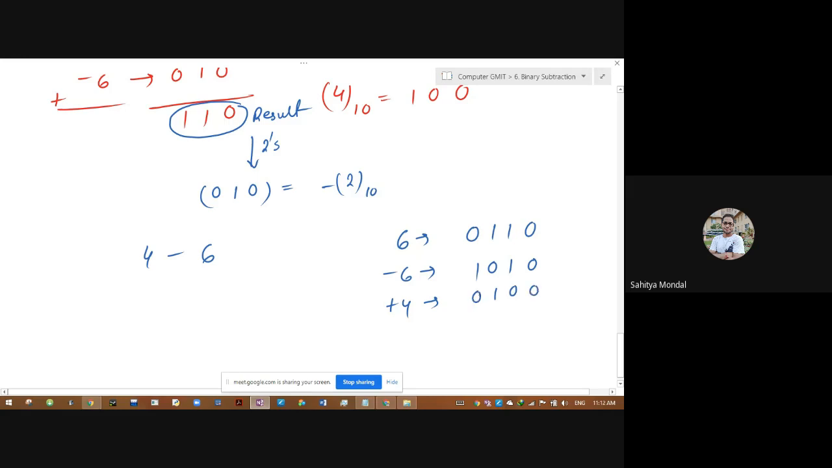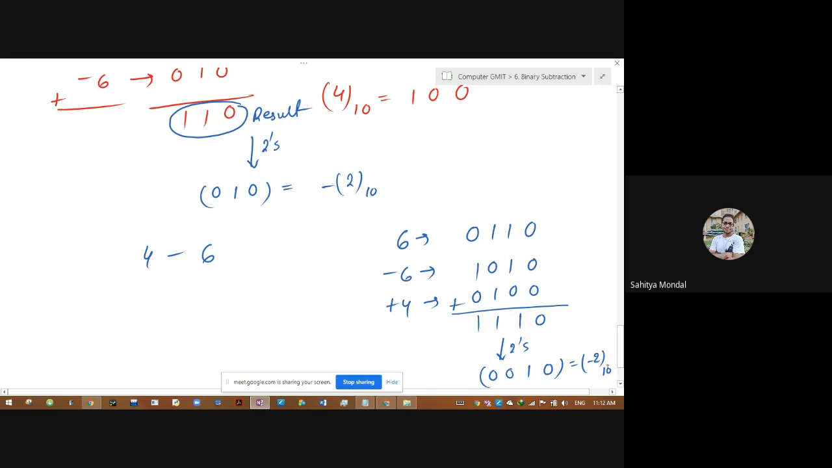I am taking an extra 0 for making it 4 bit. Now the sum of them is 1 1 1 0. What do I get? I get no carry. So no carry means find the 2's complement. What is the 2's complement? 0 0 1 0, and put a negative sign in decimal form. So it is minus 2 in decimal.